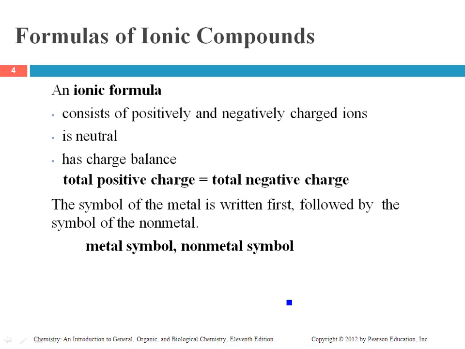Your ionic formula consists of positively and negatively charged ions. However, these charges have to be neutral. They have to balance each other. So the total positive charge from your metal has to equal the total negative charge from your nonmetal. When you write these out, you write the metal symbol first, and then the nonmetal symbol.